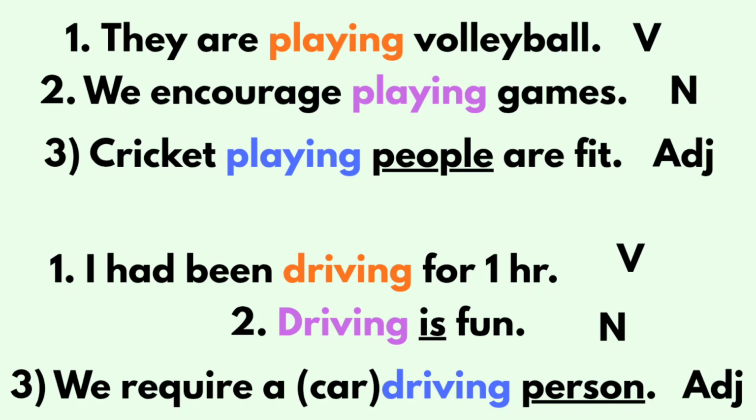People means plural countable, and playing is an adjective in the sentence. So it is used before the noun people. That's why we call it the adjective. I had been driving for 1 hour. So in this sentence, driving is a verb, and the sentence is in past perfect continuous tense.